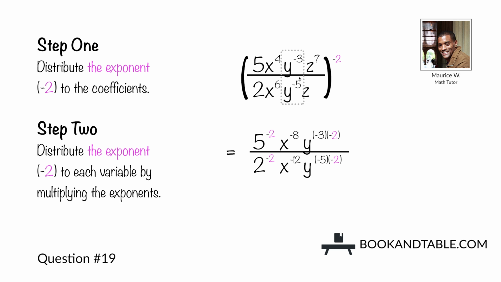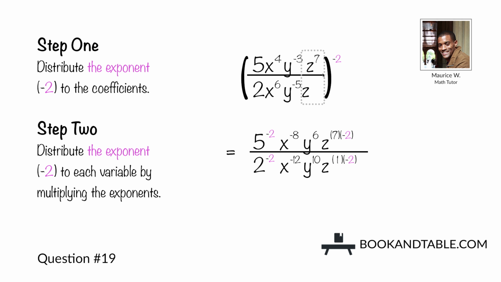For our y terms, we have y to the negative 3 to the negative 2, which becomes y to the negative 3 times negative 2, which is positive 6 in the numerator. And the denominator, y to the negative 5 to the negative 2, becomes y to the negative 5 times negative 2, which is positive 10.